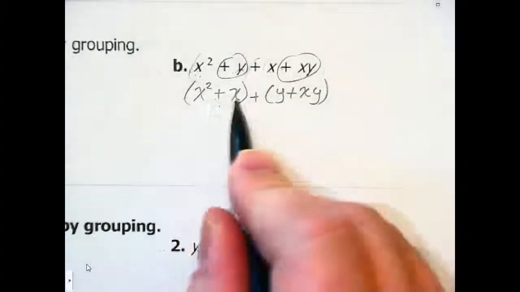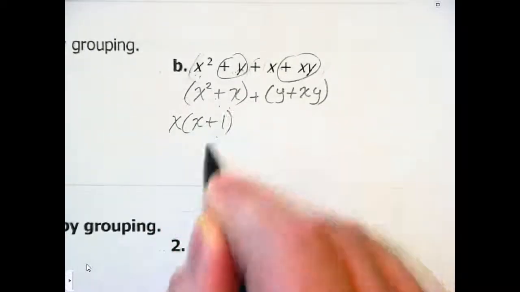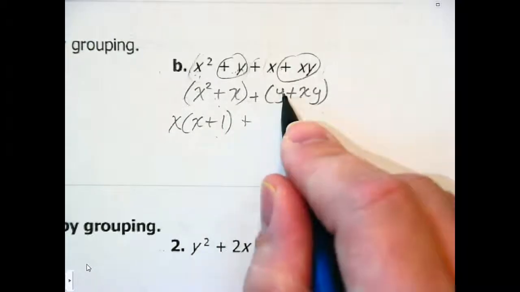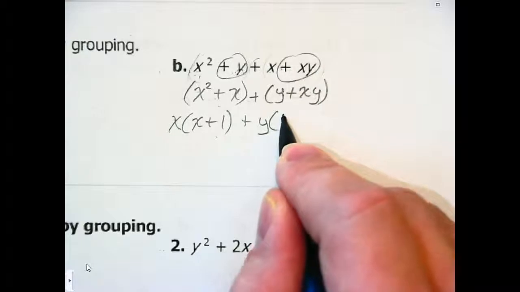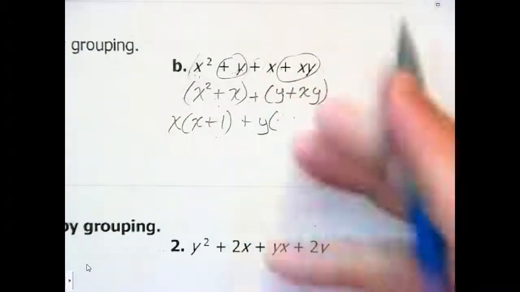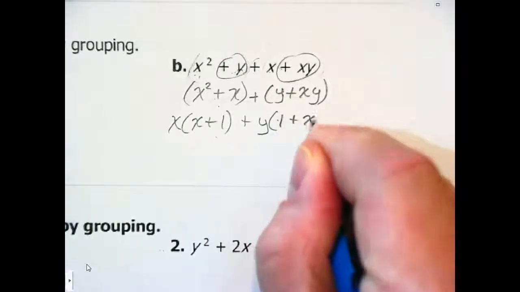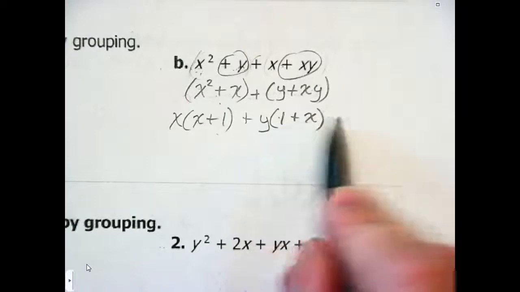Okay, can I take x out? Yep, that gives me x plus 1. If I take y out, what do I get? 1 plus x. Did we get the same thing? Yeah, I mean, this one's just backwards, right?